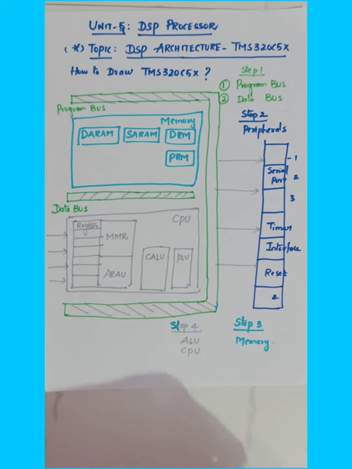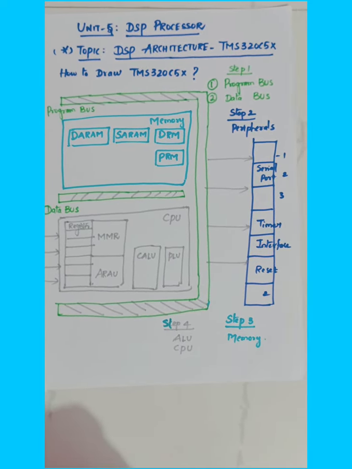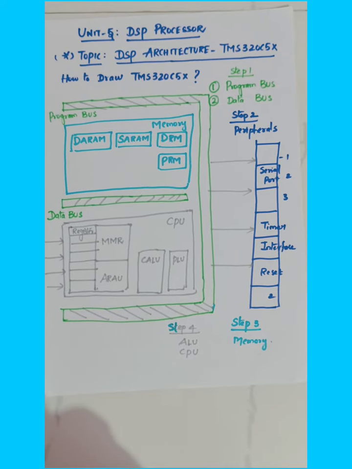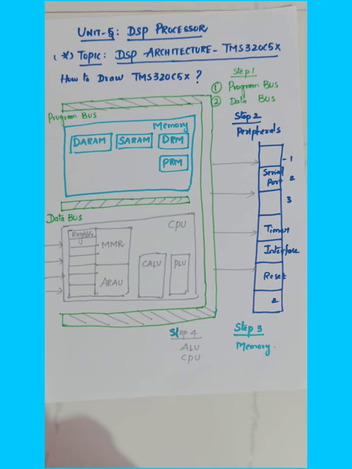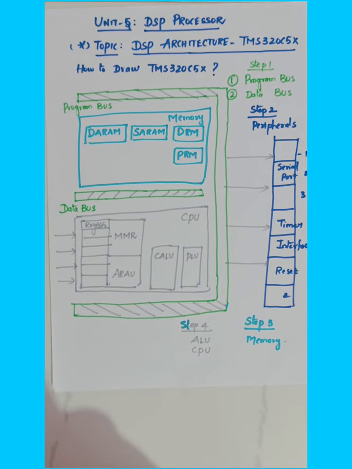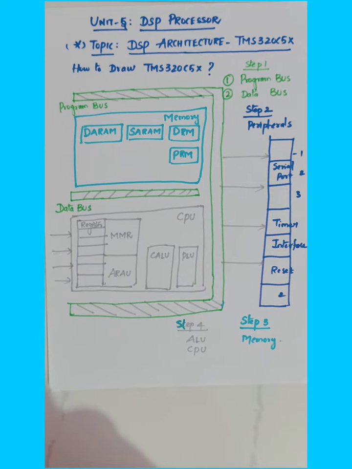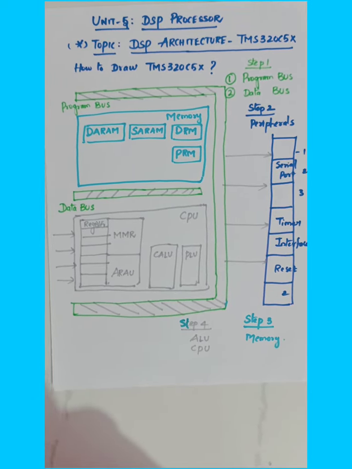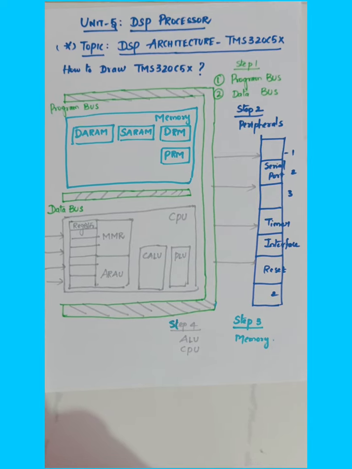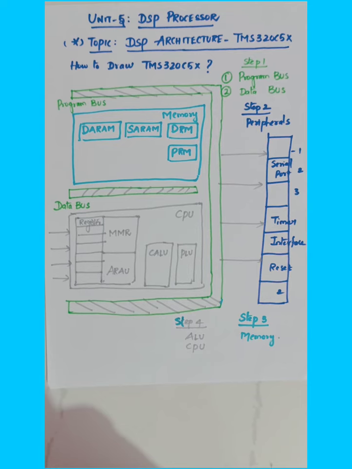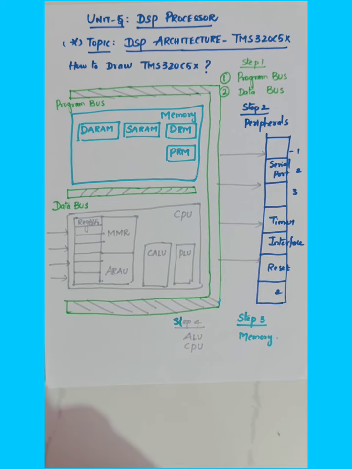Then come to the last part, step number 4, ALU and CPU. A very important part: the CPU, central processing unit, consists of the ALU, CPU, PLU, MMR, and auxiliary register unit: arithmetic logic unit, central processing unit, parallel logic unit, memory mapped register, auxiliary register. All this consists of the registers from 0 to N. All the registers are stored in the CPU.